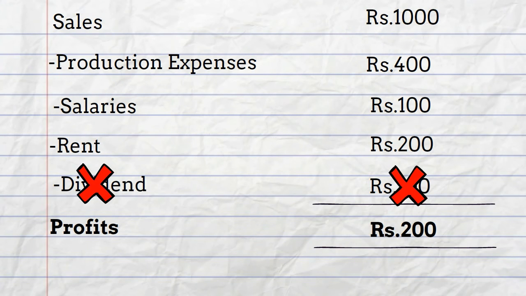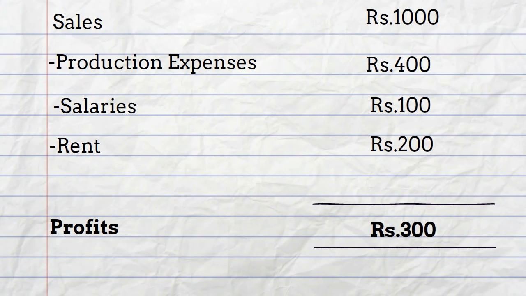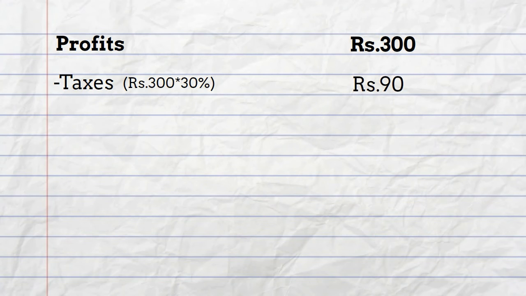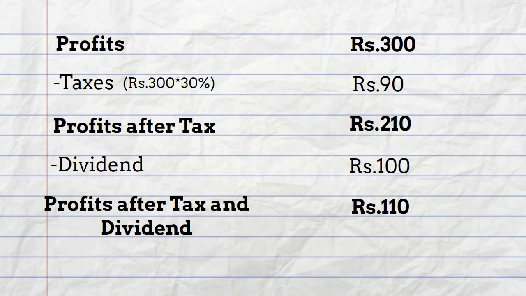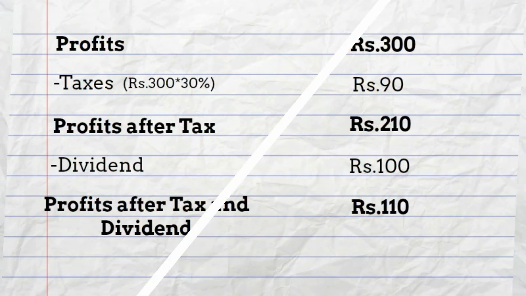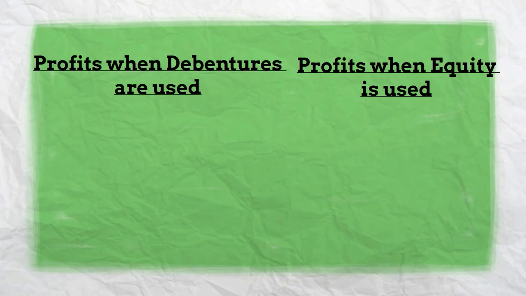Hence, if you have equity shares, your P&L statement will look different and it will look like this. The revenue or sales is rupees 1000, the production expense is rupees 400, salaries is rupees 100, rent is rupees 200, and that gives you the profit of rupees 300. If you deduct taxes of rupees 90, you get a profit after tax of rupees 210. And if you go ahead and deduct the dividend of rupees 100, you get a profit after tax and dividend of rupees 110. If you compare the profits in the two situations, the profit in situation one is rupees 30 more when you use debentures instead of equity shares.